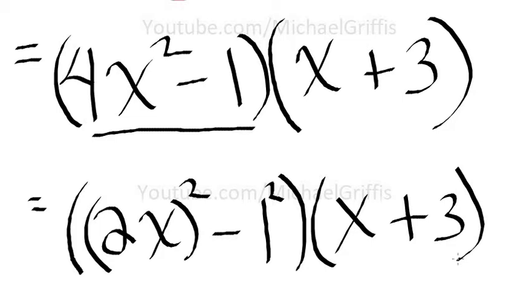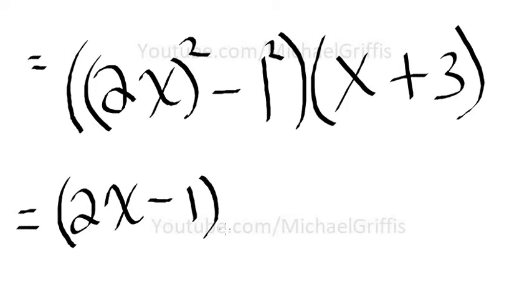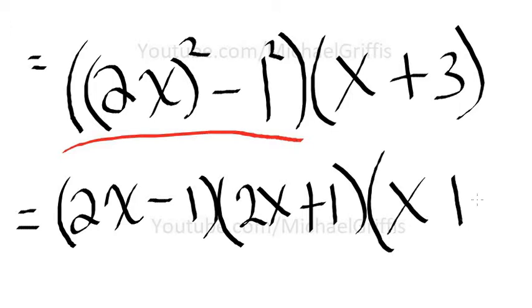So you're probably wondering, where's the binomial in this thing? Here we go. So we have 2x minus 1 times 2x plus 1. That takes care of this part that we factored, and then we just rewrite the x plus 3, because there's nothing more we can do with it. Ain't nothing else. All right. So that's been completely factored.